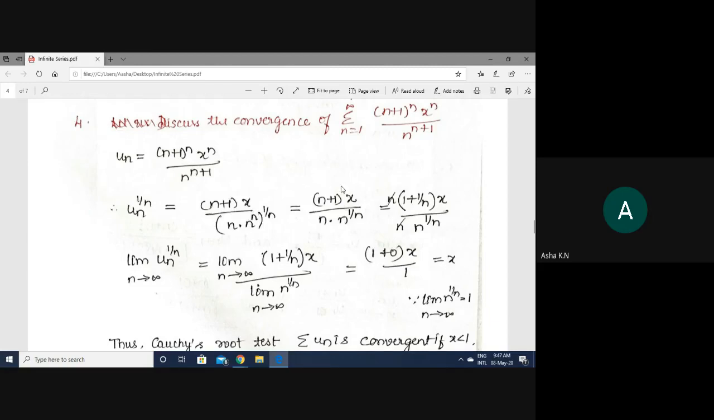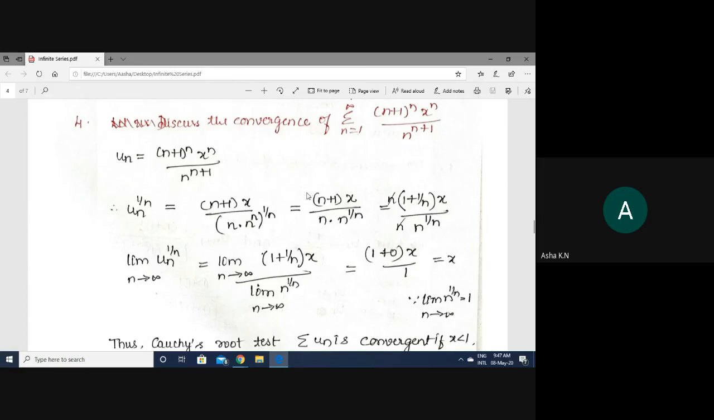Now numerator as it is. Denominator, what happens? This n power n whole power 1 by n, the n and 1 by n will get cancelled. You will be left with n. I have written in the beginning n. Then the first term is n power 1 by n, that I have written as it is, n power 1 by n.